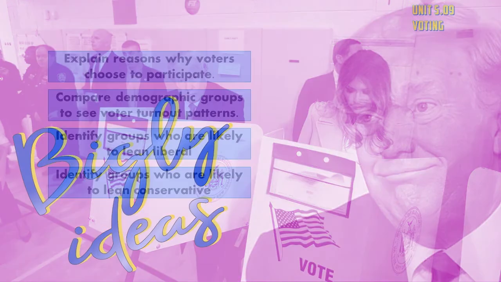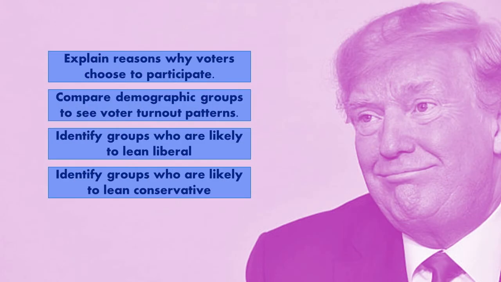Today, as we think about voters, it's important that we are able to explain the reasons why voters choose to participate. So think about policy voting, partisan voting, candidate evaluation, pocketbook voting, those kinds of things. Also, it's important for us to remember the reasons why people don't participate. We need to be able to compare demographic groups to find voter turnout patterns. So we need to be able to break down all sorts of different demographics of the voters and be able to make some predictions about which groups of people are more likely to participate than others.